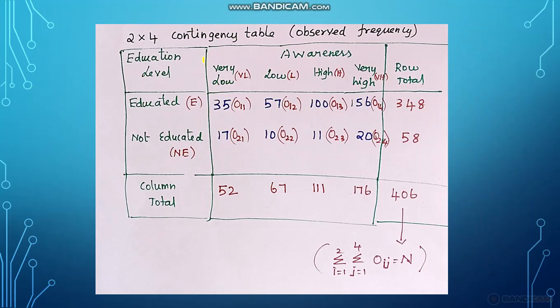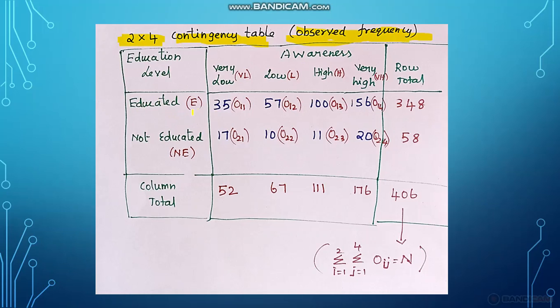You can see this table is a contingency table, a 2 by 4 contingency table, with 2 rows. This table is the observed frequency. In the problem they gave the observed frequency.